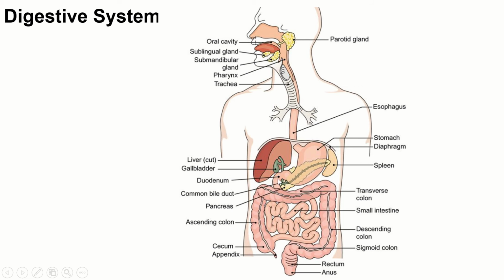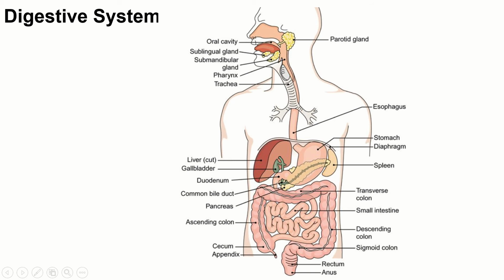Here, the duodenum is the first part of the small intestine, and then it continues through the small intestine to the large intestine, which starts with the cecum, this little pocket here with the appendix hanging off of it. And then above the cecum, the large intestine is called the colon. You have the ascending, transverse, descending colon, the sigmoid colon, and then the rectum, and the waste is removed through the anus.